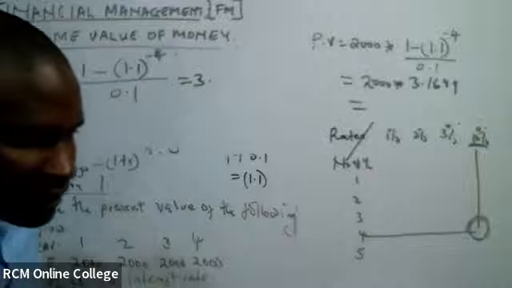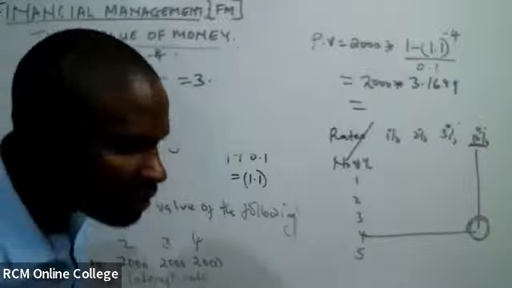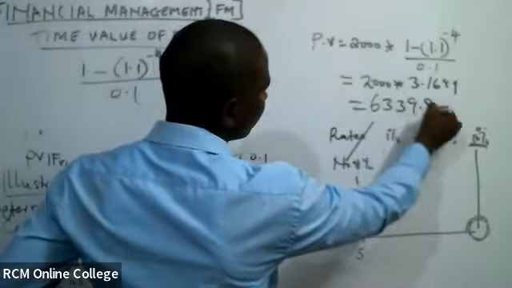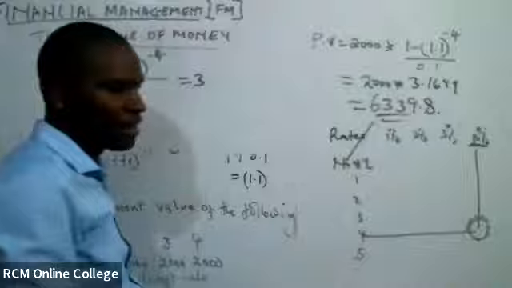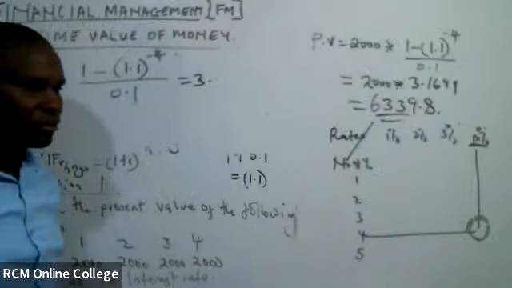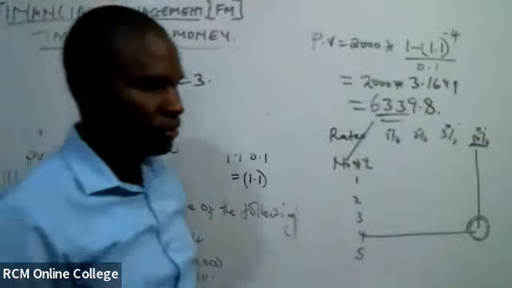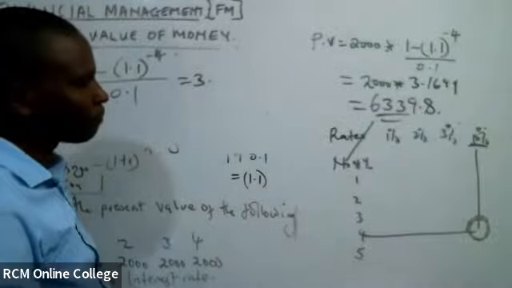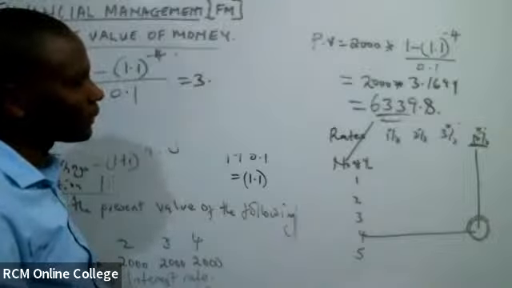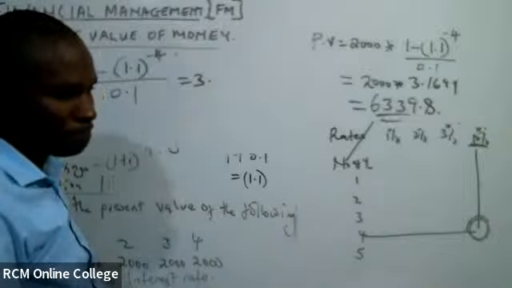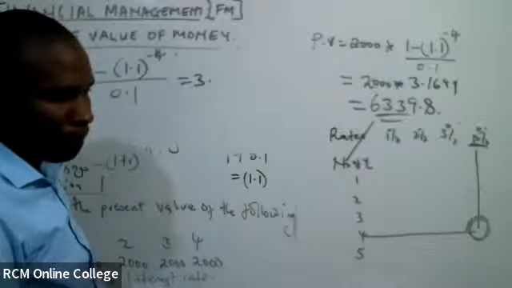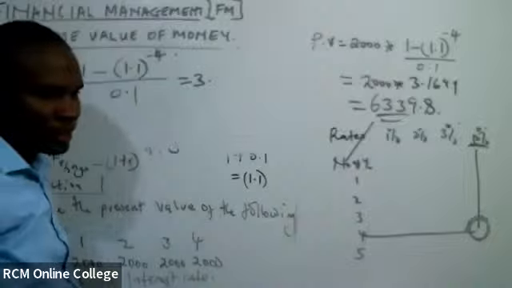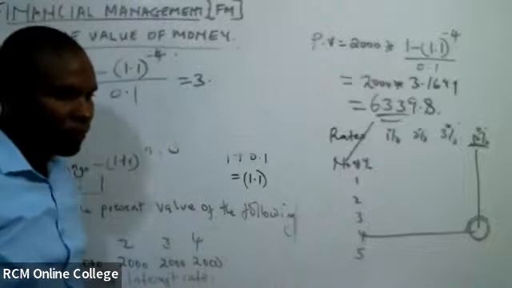6339.8. That is the present value for that. All right. 6339.8. Okay, that's good.